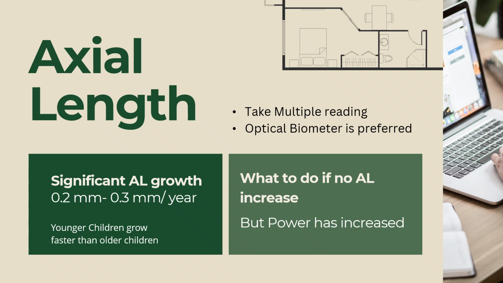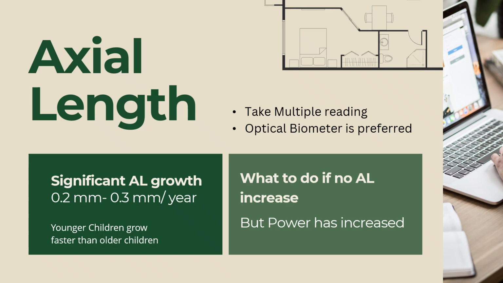I think axial length is one of the topmost and most important points in the entire gamut of myopia. After cycloplegic refraction, glasses, and vision, axial length becomes the cornerstone, because most of what we are talking, or most of what we would be saying or doing, would be based on axial growth. And younger children do grow faster compared to older children, and that is why there's a range as to what exactly is a significant axial length growth.